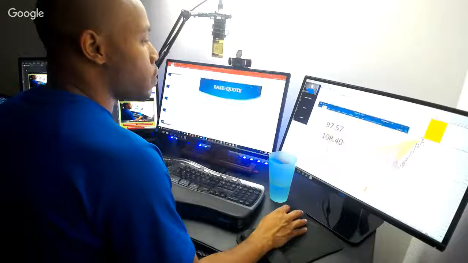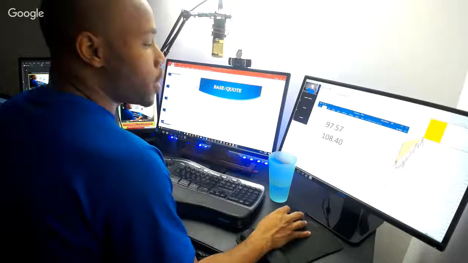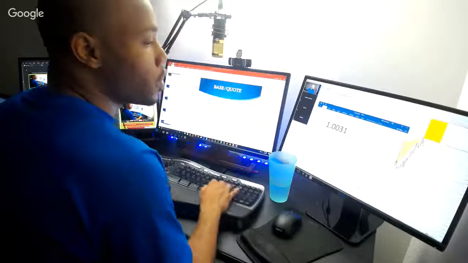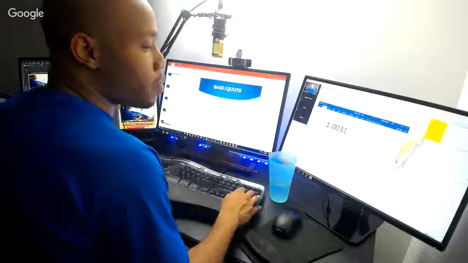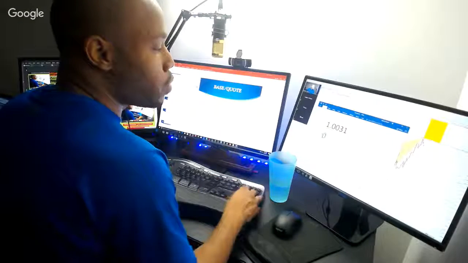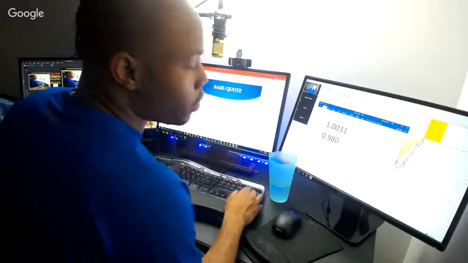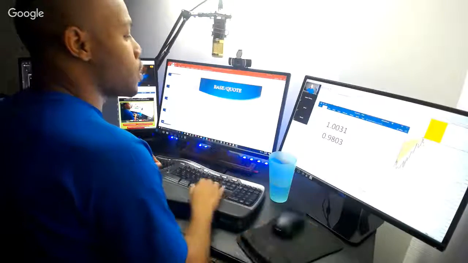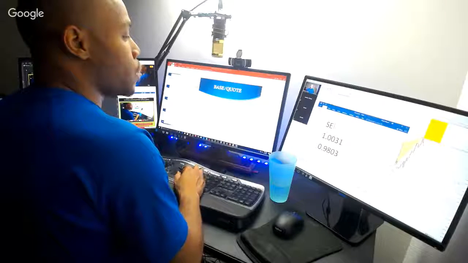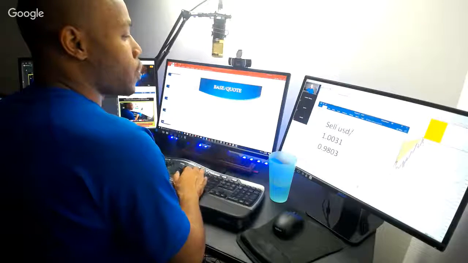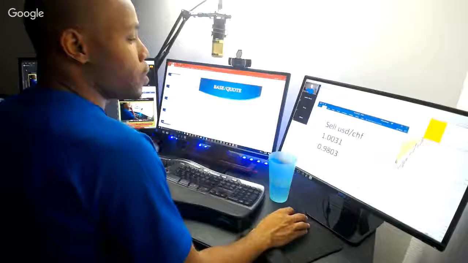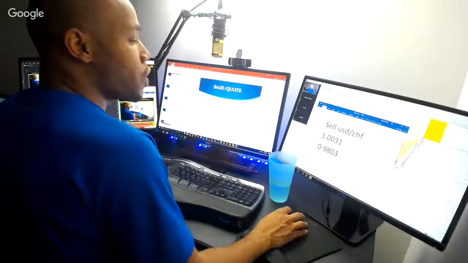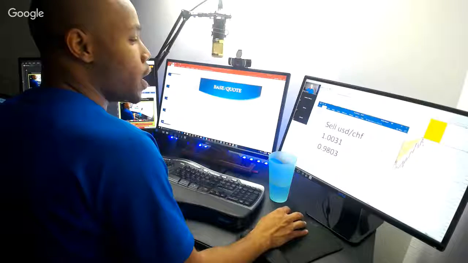So USD CHF. The entry price that it's saying here is 1.0031, okay? And the exit price, the first exit price is 0.9803. So that's going to be our trade, okay? So we're going to basically sell this pair, okay? So same question. Based off the scanner telling us to sell this market, we're selling at the entry, and we're going to get out at this first exit.